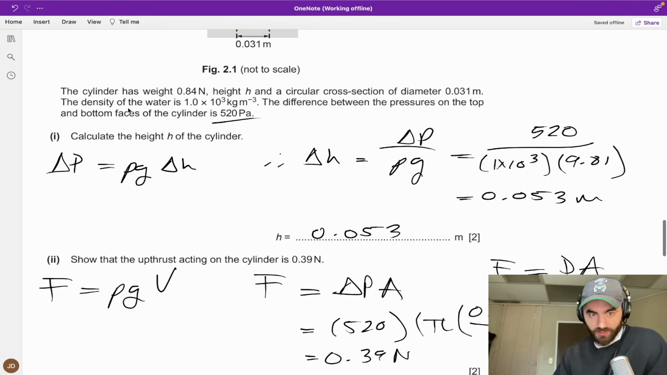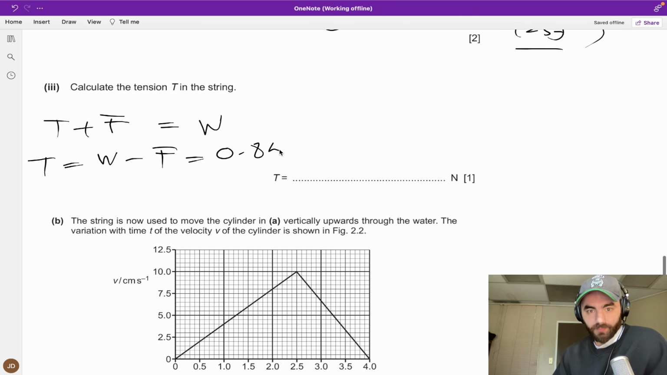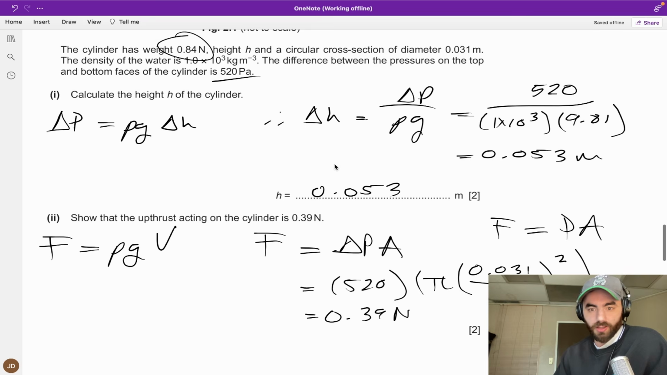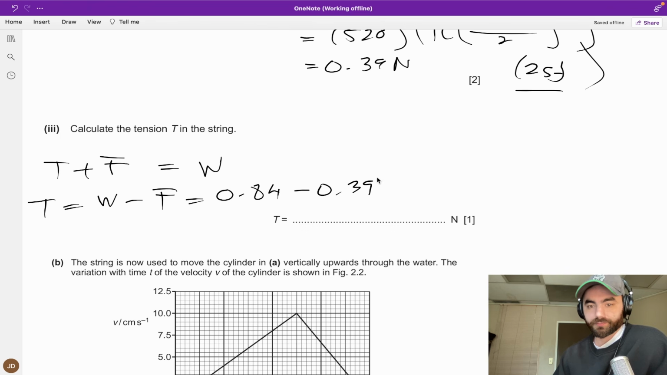We have the weight, 0.84, minus the upthrust, which is 0.39. Yes, I'm going to use my calculator, don't judge me. 0.45.